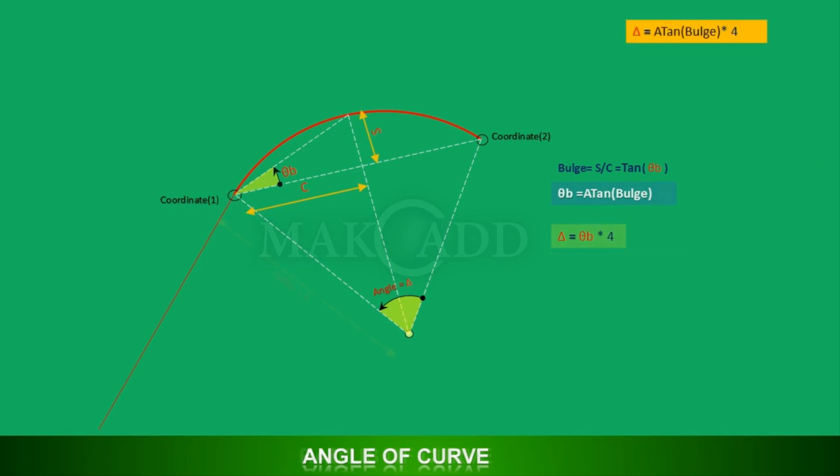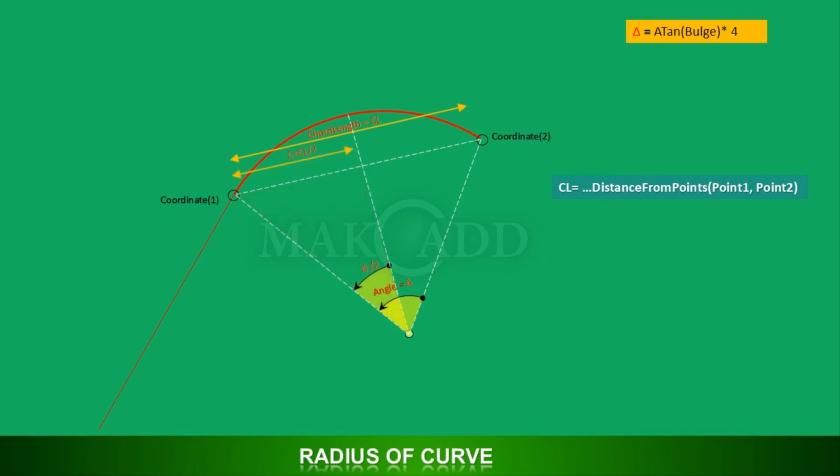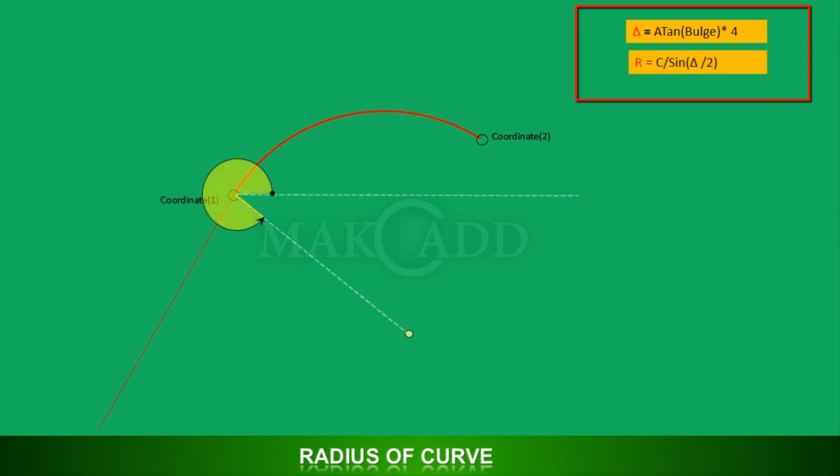Now next we have to calculate the radius. First we will calculate the chord length from the 2 points, coordinate 1 and coordinate 2. We will use the function which we created in the previous session, distance from points. Then the chord length is the distance from points, point 1, point 2. Consider the highlighted triangle. We have half chord length C and half of the angle, delta by 2. Then the radius R is equal to C divided by sine delta by 2. Now we have the radius.